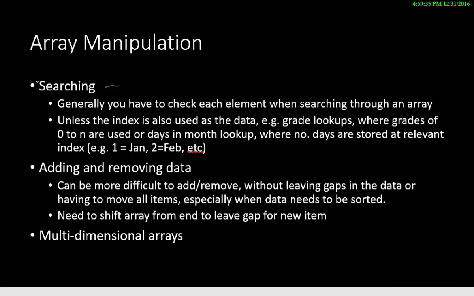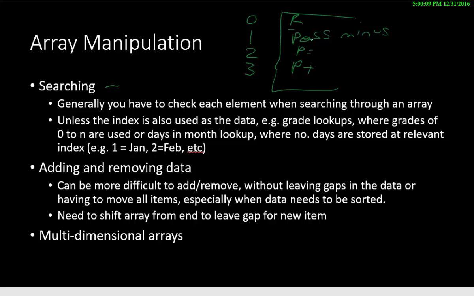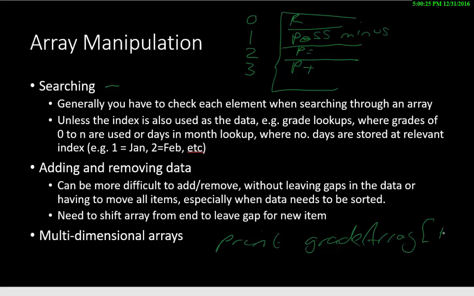In terms of searching an array, you have to check each element when you're searching through the array, unless obviously the index is part of your search. For example, you may have a series of grades starting from 0, 1, 2, 3, whereby a 0 means a referral, then a pass minus, so not a very good pass, a pass plus, a pass equals. It may be that you just want to print out the long form. Sorry about this, it's a bit messy. You might want to look at grade array 1, and then you'd get the words pass minus instead of 1.